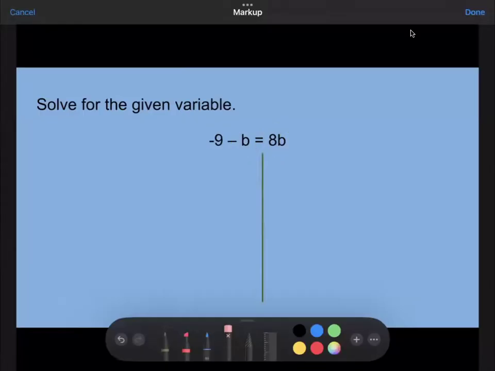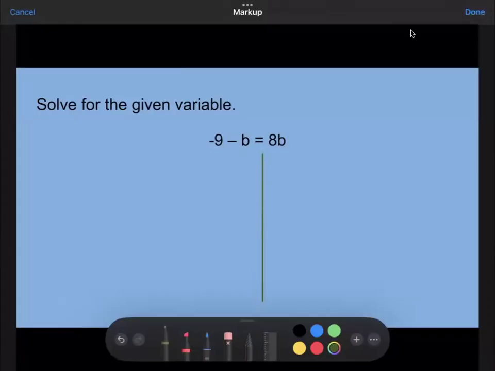So what I'm going to do is I'm actually going to move this minus b to the other side so that I have something on both sides of the equation. I could move the 8b to the other side and join it with the b, but then there would be 0 or nothing on the other side, so I'd have to end up moving something else back eventually. So let me go ahead and move that minus b to the other side by doing the opposite.